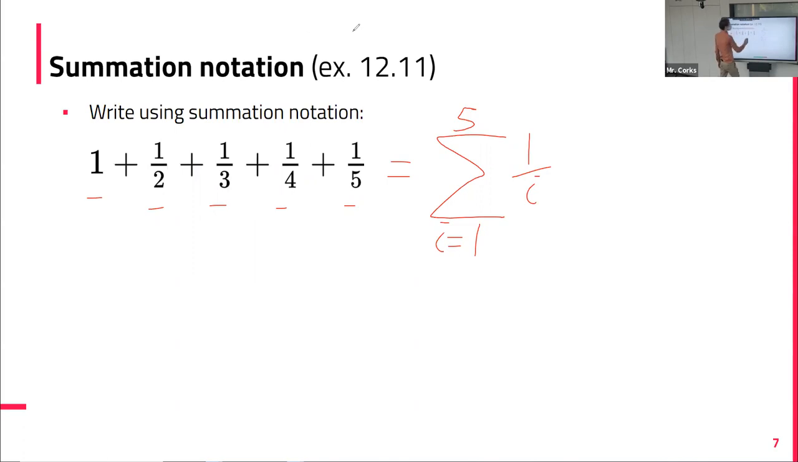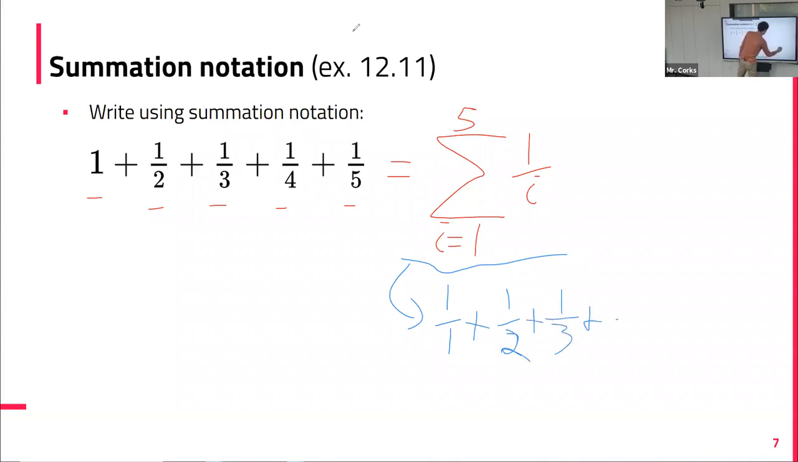If we want to make sure that we have this correct, just evaluate a few of the terms. So 1 over i when i is equal to 1, that's 1 over 1. When i is equal to 2, that's 1 over 2. And then okay, we can kind of easily see the rest of these. 3. 1 over 1 is just 1. So, okay, it's the same thing. We got our answer right.